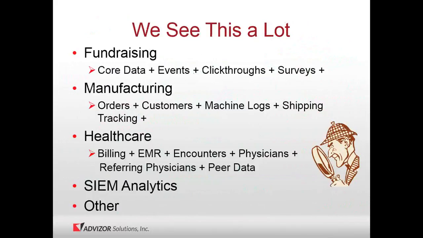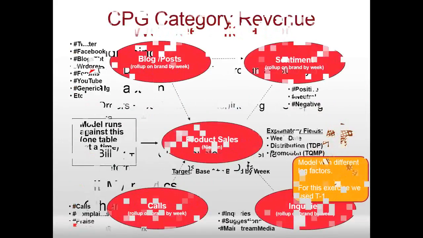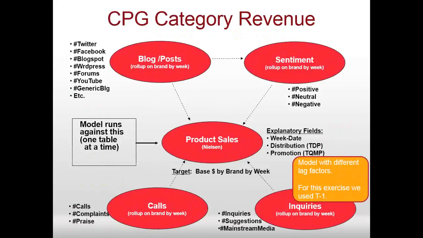So again, we see this a lot. We just talked about fundraising, but the same thing exists in manufacturing, healthcare, network intrusion analytics, retail, and consumer packaged goods. For example, here's quickly a similar analogy in consumer packaged goods. Instead of entities, you've got product sales, and there's some base dollars by brand by week. There's a bunch of factors in the week, the distribution mode, the promotion. So that stuff's in there. And you could easily do a time series forecast and figure out every June sales go up or every December they whatever. But that is only part of it.